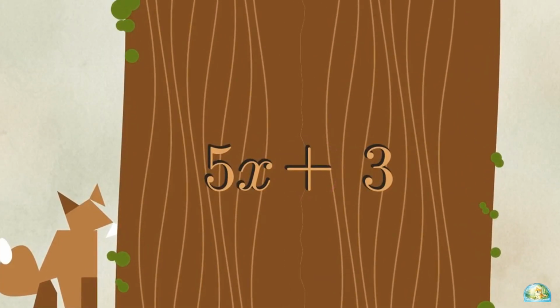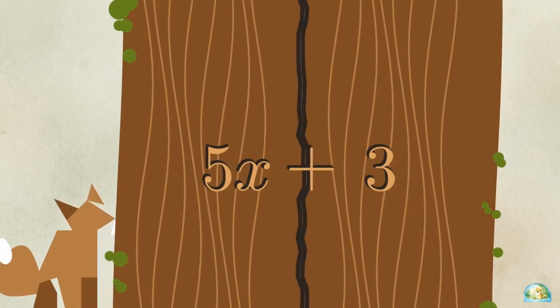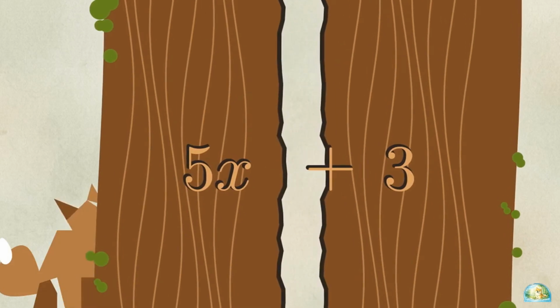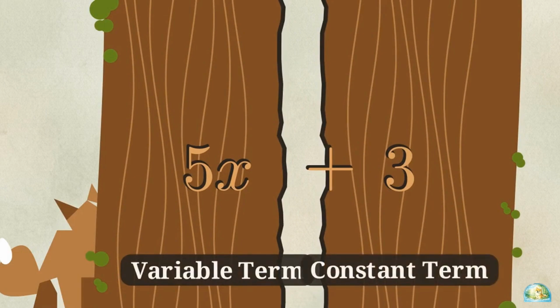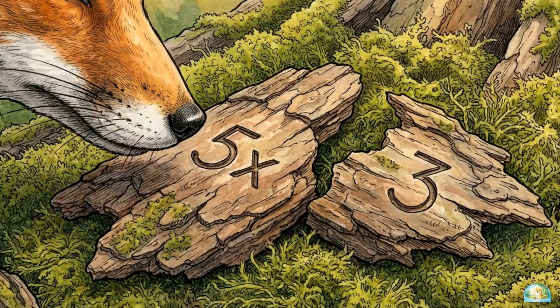Terms in a sum are the parts separated by addition or subtraction. The expression 5x plus 3 has one variable term and one constant term. The terms are 5x and 3. Identifying these blocks organizes the expression into its individual parts.